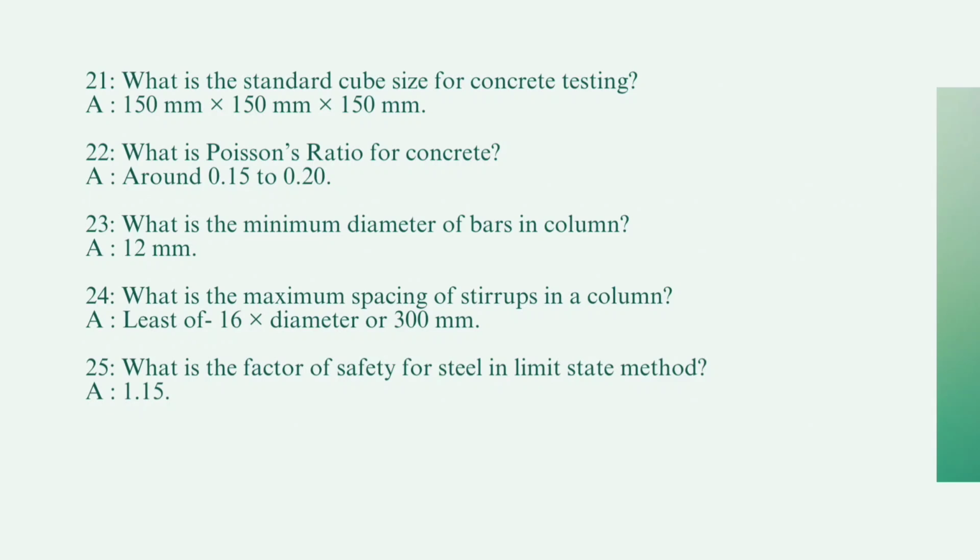Question number 24. What is the maximum spacing of the stirrups in a column? And answer is, it is a least of 16 into diameter or 300 mm. Now the question number 25. What is the factor of safety for steel in limit state method? And answer is 1.15.